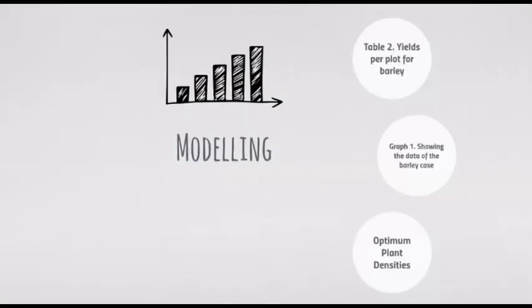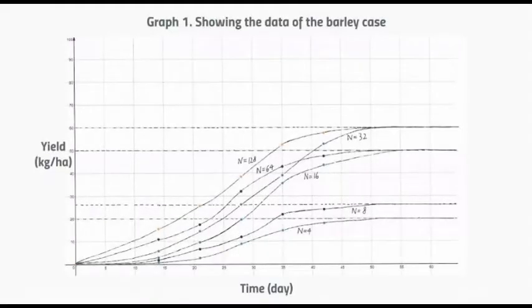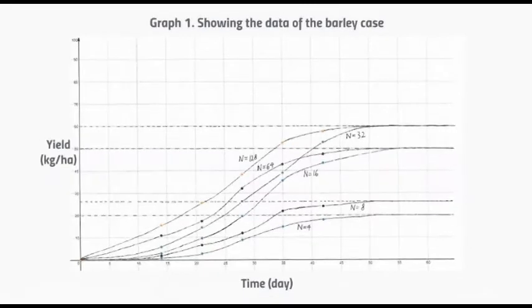Modelling. Here we have the table which we have been presented with, and which we have been able to use to display the following graph, which demonstrates the yield of the barley against the time from the sowing, used with various different values of n. As we can see from the graph, the smallest number of plants per plot which gives the greatest yield is 32, and the rate of crop growth is also at its maximum when the plants per plot is 128.